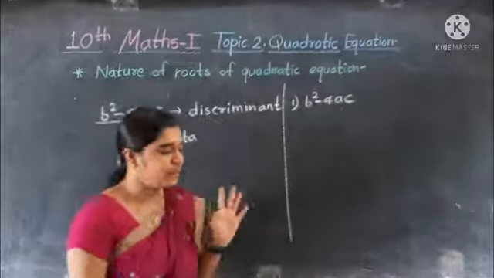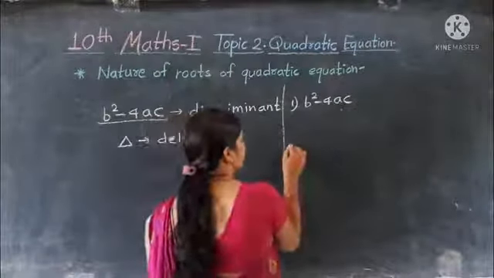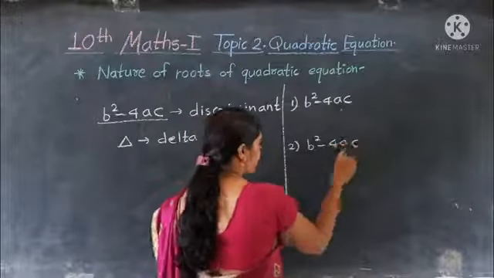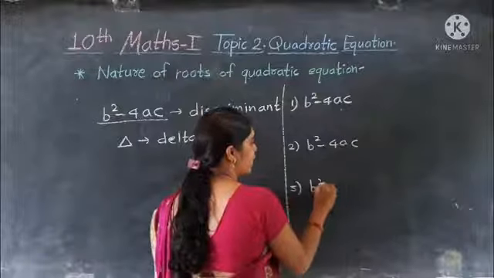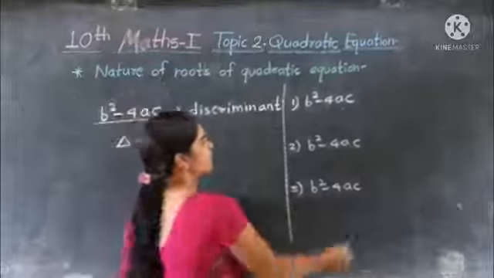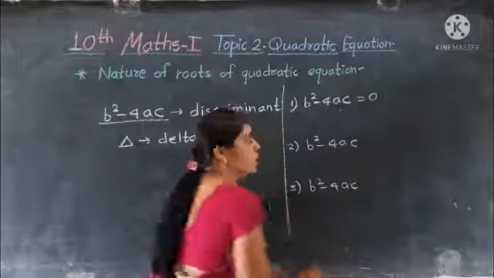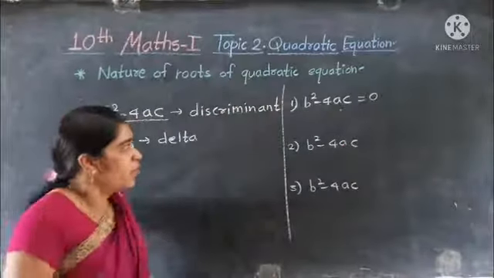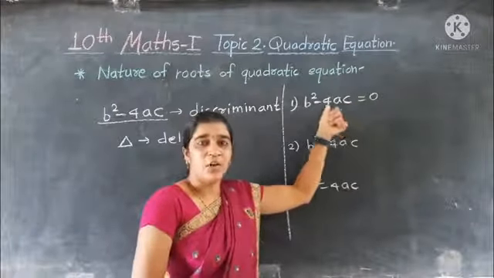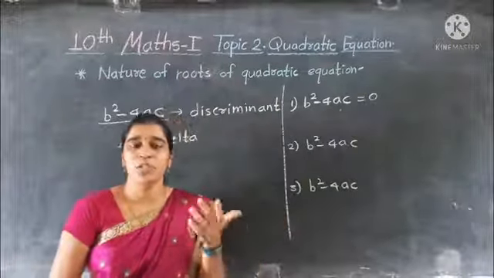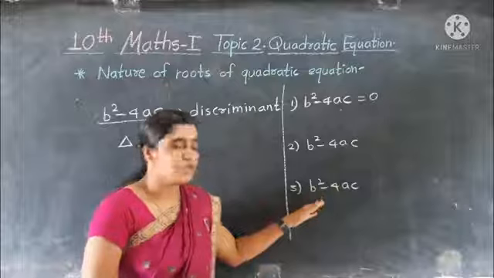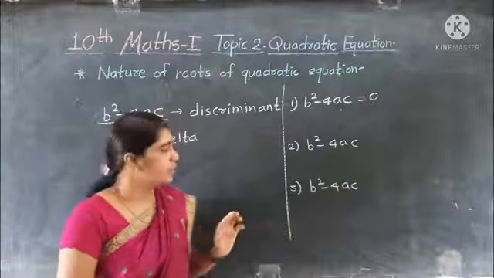There are three possible values of b square minus 4ac. Which are the three possible values? You can write the value of b square minus 4ac. Suppose the value of b square minus 4ac is 0. In the last video we had seen the formula method. One example is based on this. Value of b square minus 4ac is 0, root 0 is 0. So here three possible values of b square minus 4ac are there.